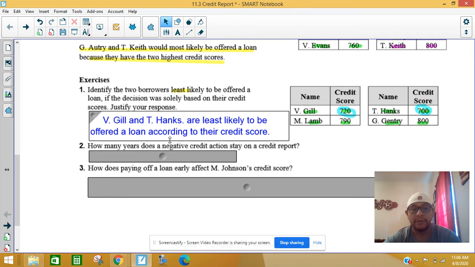So right here, how do we justify? Gil and Hanks are least likely to be offered a loan according to their credit scores. The lower your credit score, the less likely you are to get that loan. Then the next question is how many years does a negative credit action stay on a credit report? It will stay at least 7 years on your credit report.